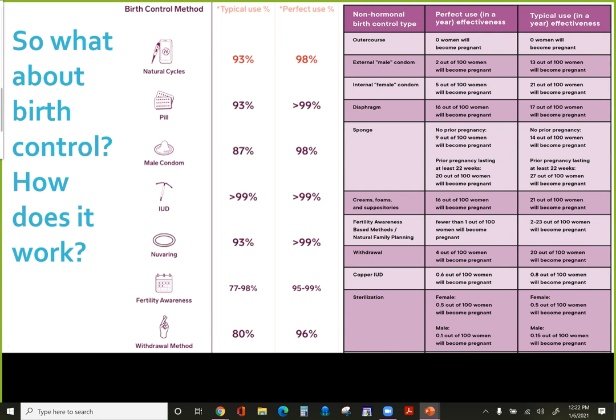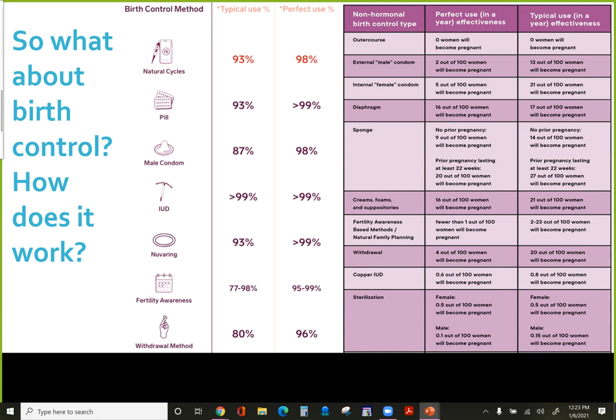Oh, I have a question. What is the sponge thing I was talking about? Sponge is exactly what it sounds like. It's a little circular sponge, and you soak it in spermicide, and you put it up in the vagina and sit it right in front of the cervix. It's kind of like you would put a tampon in, and it just sits there. And then if there are sperm, the spermicide kills the sperm and it doesn't swim up into the uterus. So that's what the sponge is.